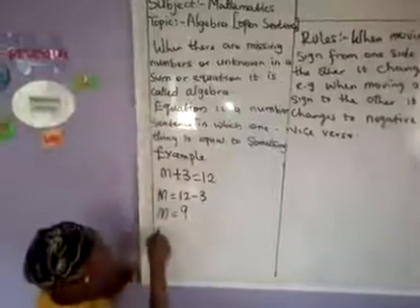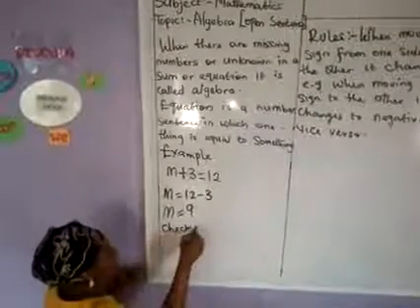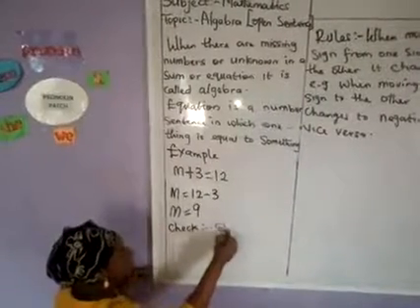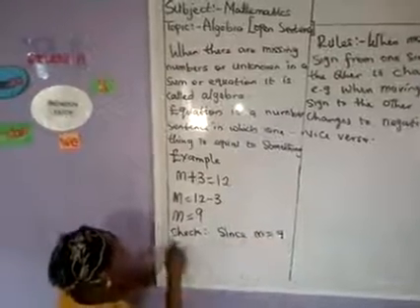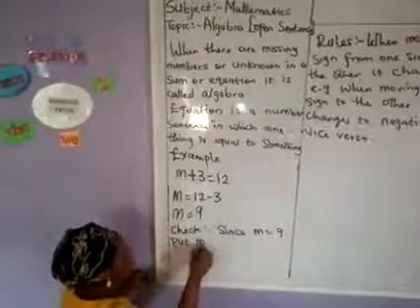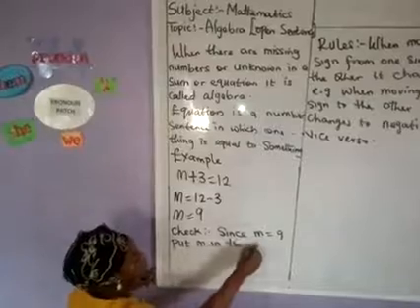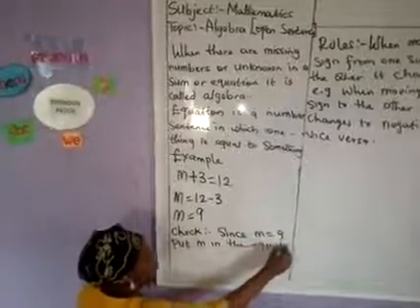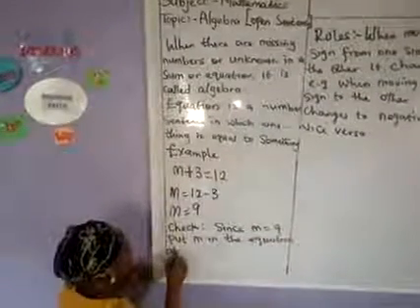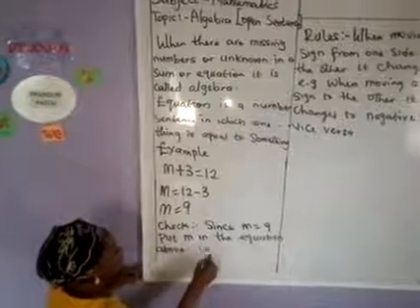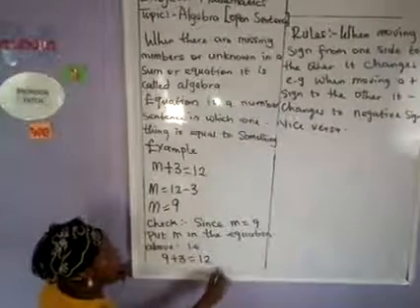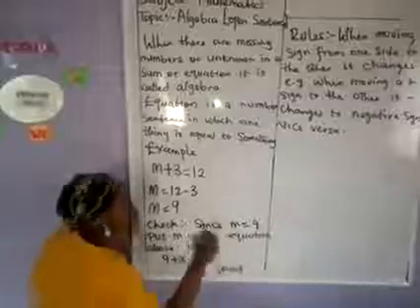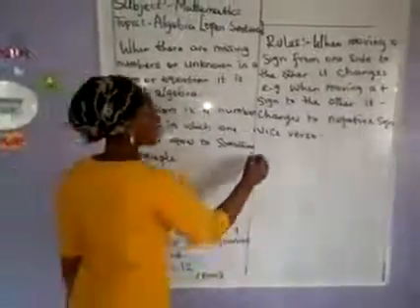Now let's check if our equation is correct. Since m equals 9, put m in the equation above. That is 9 plus 3 equals 12. So correct. Now we go to example 2.